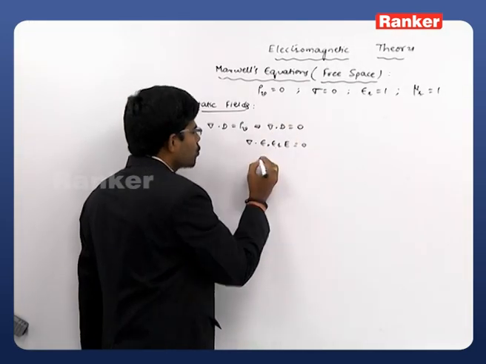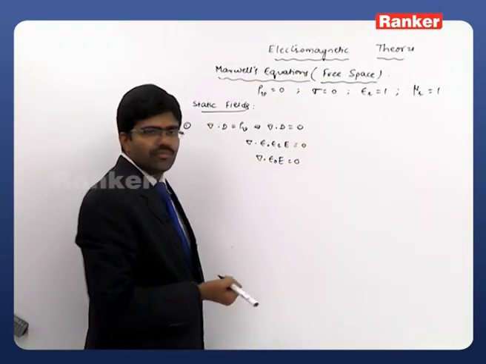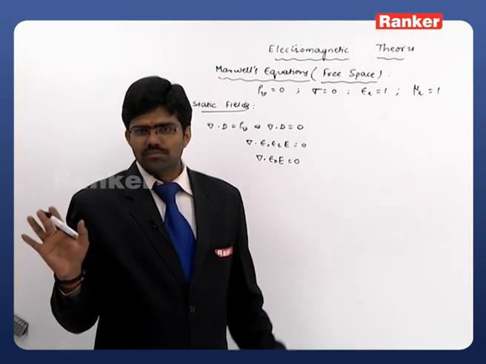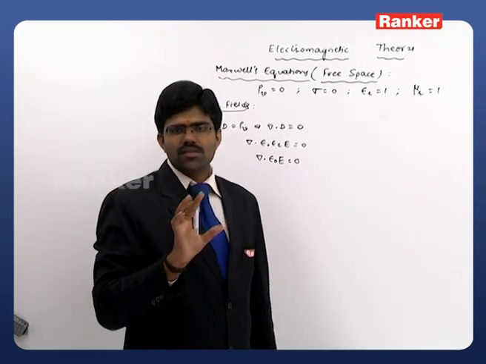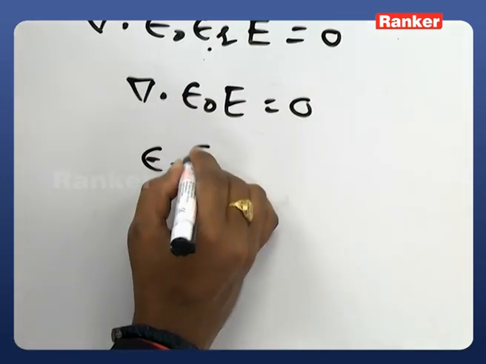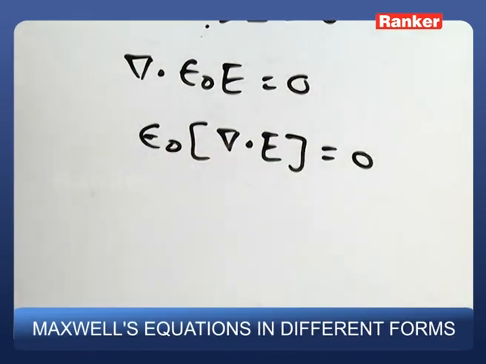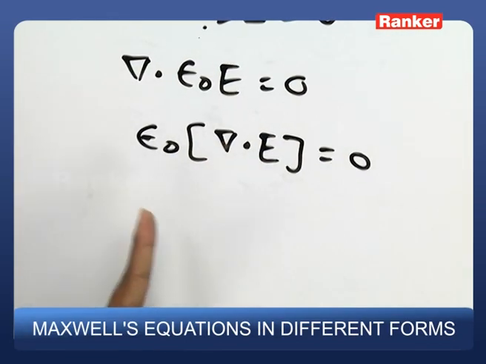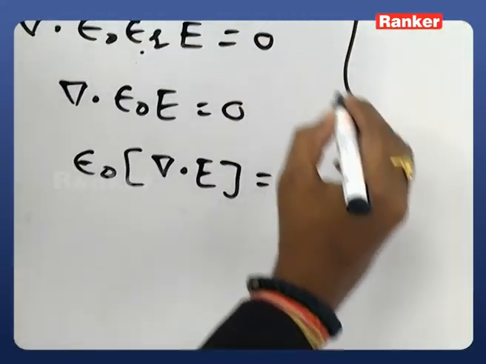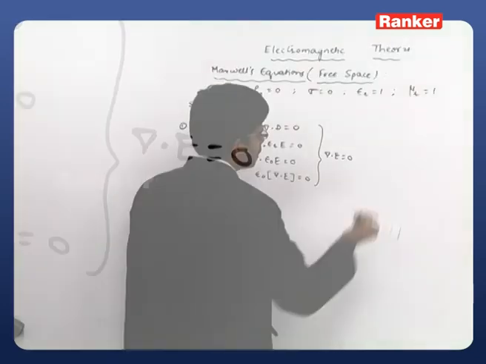So epsilon r is equal to 1, which corresponds to del dot epsilon naught E is equal to 0. And clearly remember, whenever we are considering free space, it is a linear medium, so the epsilon we are considering does not depend upon the space. So this can be written as epsilon naught del dot E is equal to 0. Clearly epsilon naught is a constant, it is not equal to 0. Therefore from this, what you can say is del dot E is equal to 0.